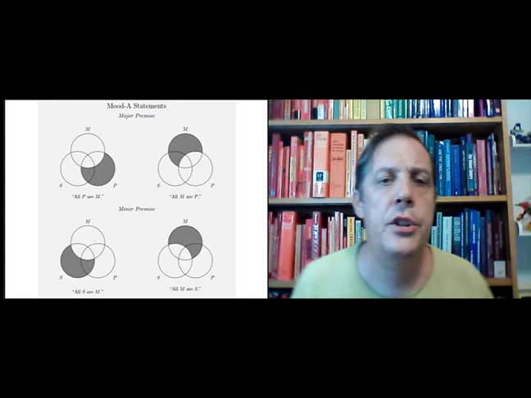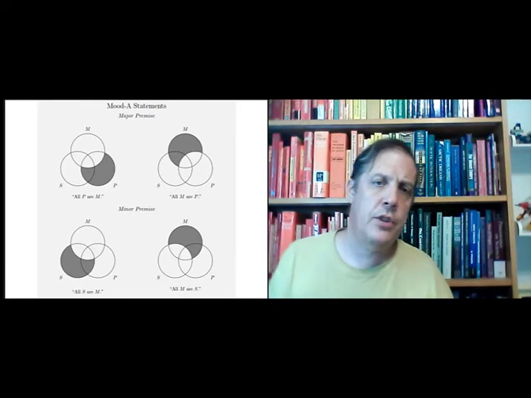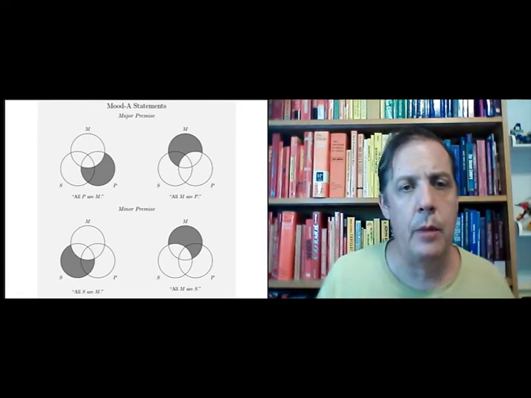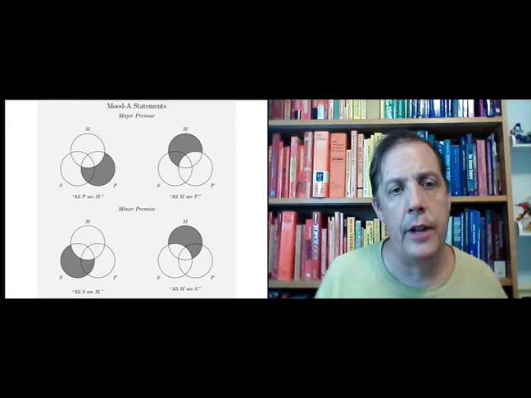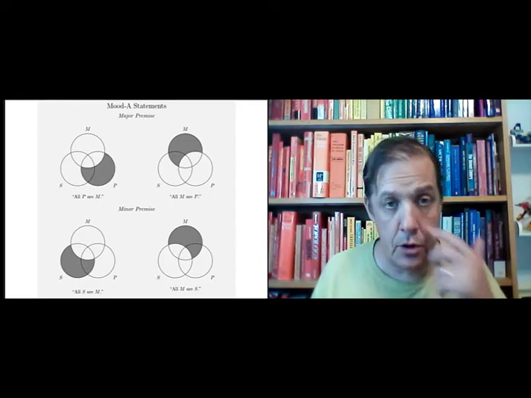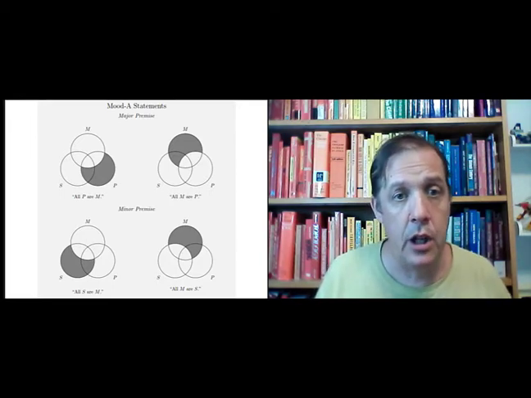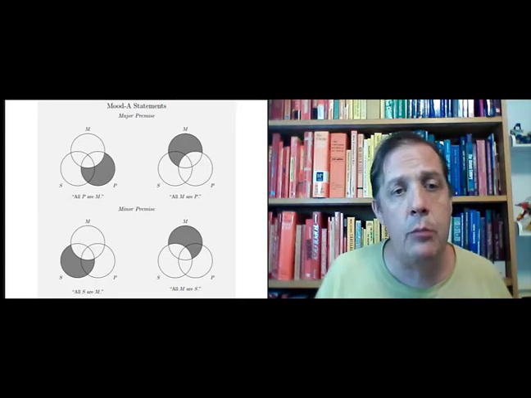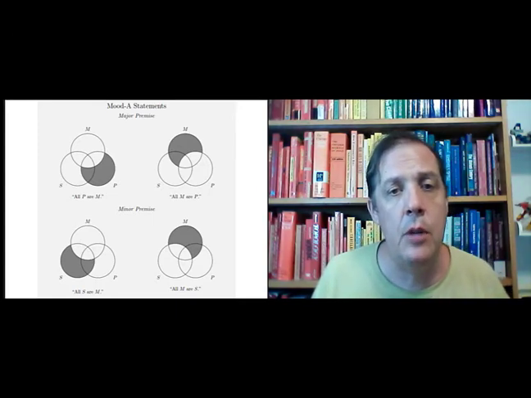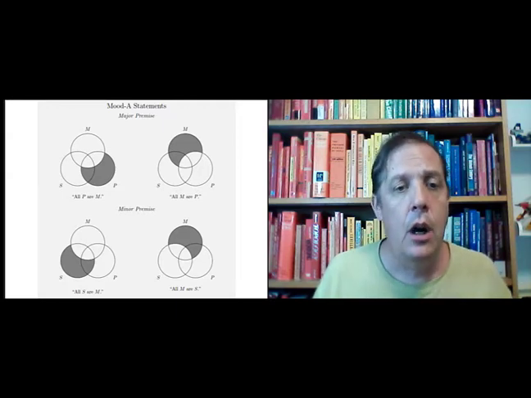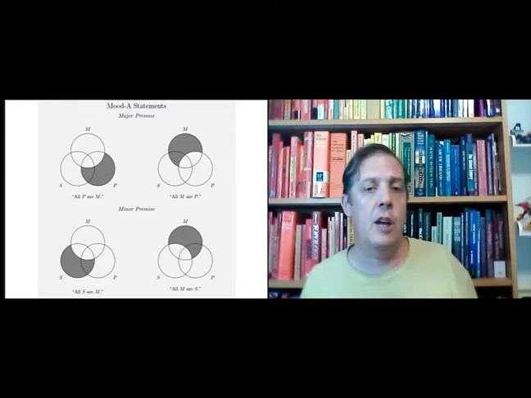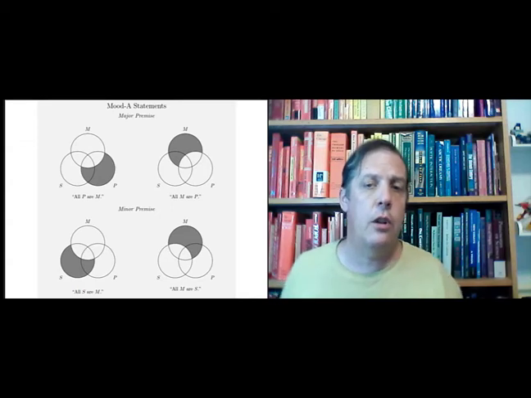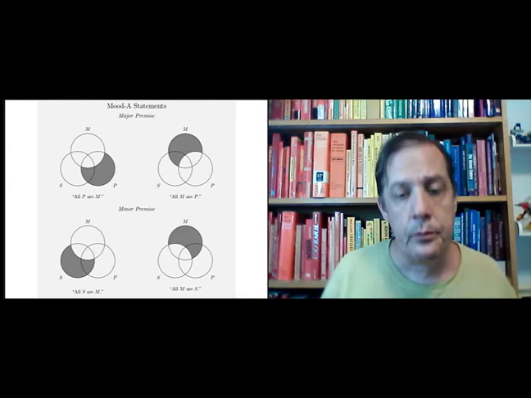So when we are shading to represent an A statement in a premise, we're going to be doing one of 4 things, right? And so that's shown by this diagram from the textbook. If we want to know all P are M, we have the upper left diagram. If we want to know all M are P, we have the upper right diagram. And then all S are M and all M are S are the lower 2 diagrams.